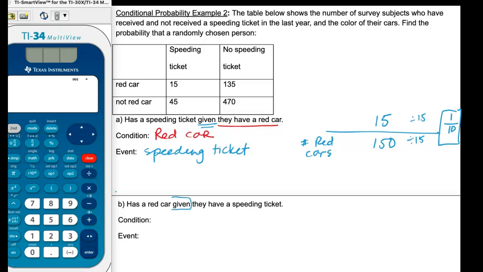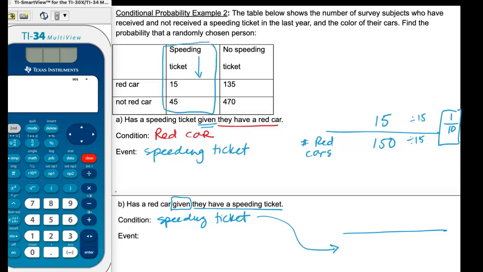So we see this word given, we look at what comes next. That's the condition. The condition is they have a speeding ticket. So that tells us what we need to look for in terms of the sample space, and that's going to give us our denominator. So the number of speeding tickets, that's the total we're looking at. So I look at the speeding ticket column, which is right here. We're just going to look at these, and then we're not going to look at any of these. So out of the speeding tickets, what's the probability that a person has a red car?